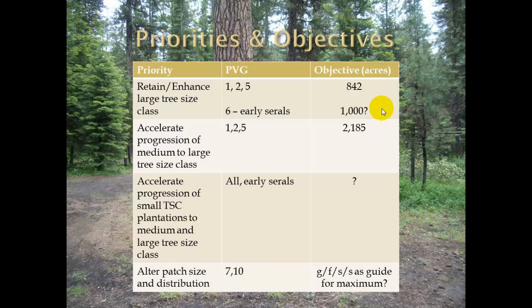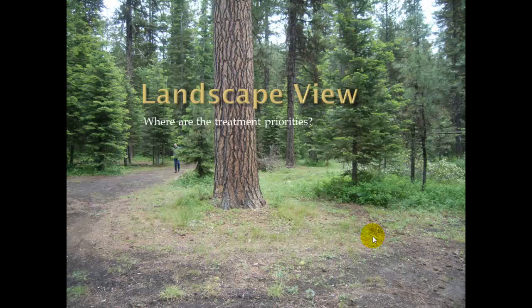So I think going from top to bottom, probably the clearest objective is the one at the very top, retaining and enhancing the large tree size class, as we progress through to the small tree size class stands that are plantations, and also the patch size or the patch type cuts for PVG 7 and 10. The quantifiable objective is less clear. So where are these treatment priorities?